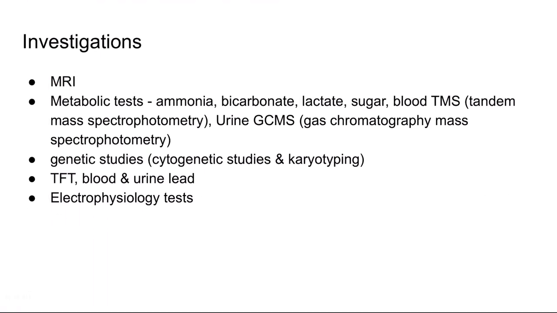Investigations: MRI, metabolic tests such as serum ammonia, bicarbonate, lactate, sugar, and blood TMS, which is tandem mass spectrometry, and urine GCMS, which is gas chromatography mass spectrometry. Genetic studies such as cytogenetic studies and karyotyping can also be done. TFT, blood and urine lead levels are also required, and electrophysiology tests are also done.